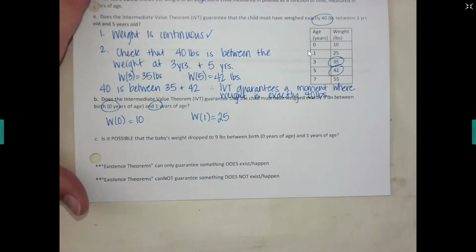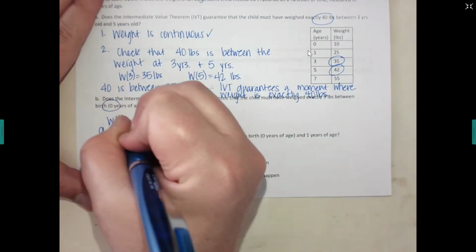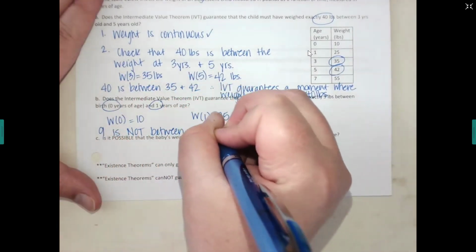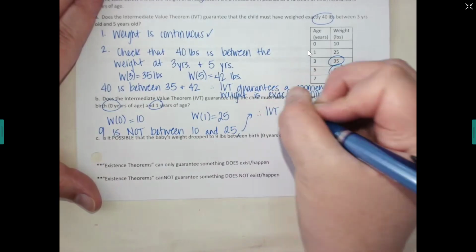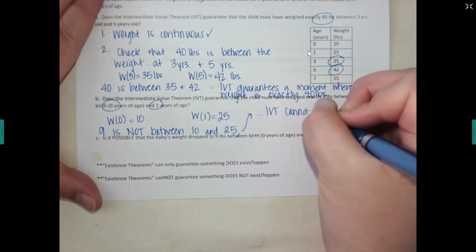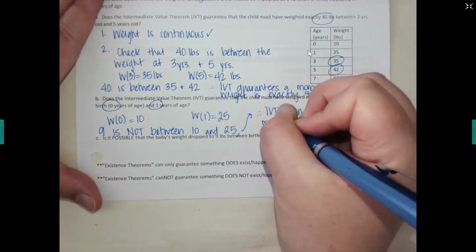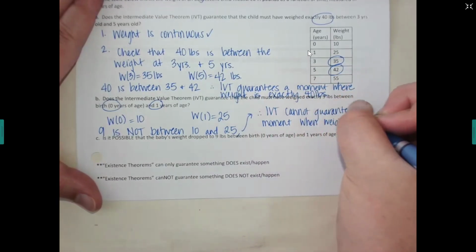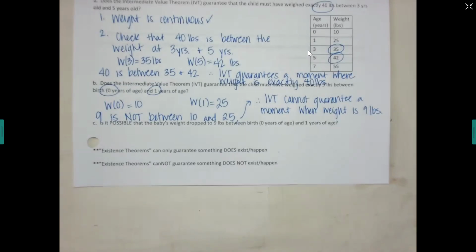Then you cannot promise that the baby's weight would hit that number because it only applies to intermediate values, meaning between the endpoints. So we would put here that 9 is not between 10 and 25. Therefore, IVT cannot guarantee a moment when weight is 9 pounds. Okay, but you're just going to follow that exact same structure when you're doing this.